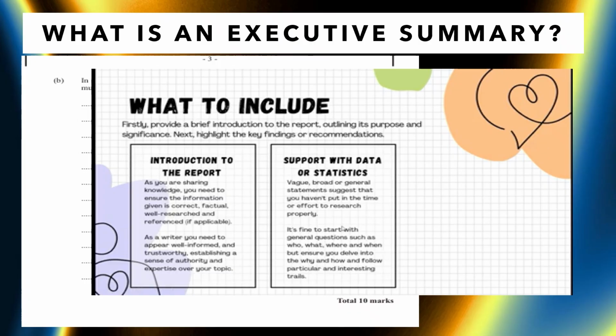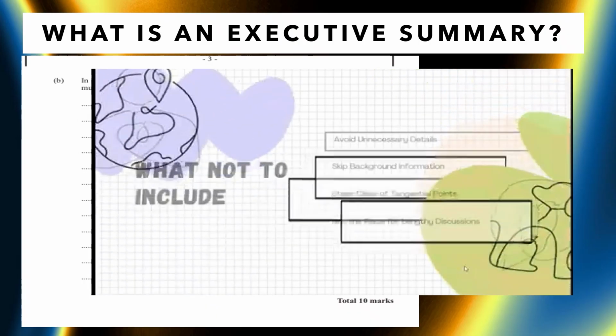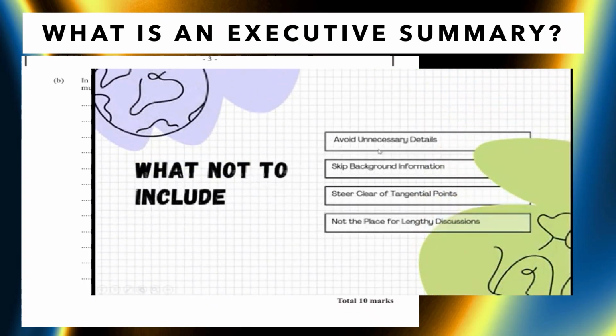And third, an executive summary should also have key findings or recommendations. Identify and present the most crucial information from your report. What are the main takeaways or suggestions that the reader should know right away? Now let me tell you some points that should not be included in an executive summary. Avoid unnecessary details. Emphasize the importance of focusing on the essential points and avoiding overly detailed explanations.